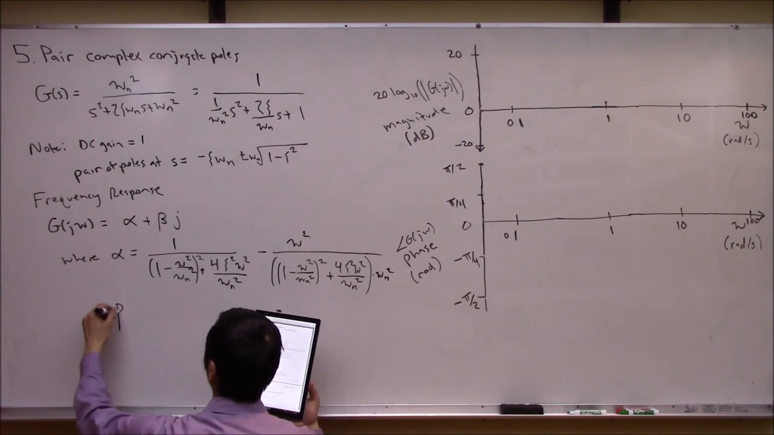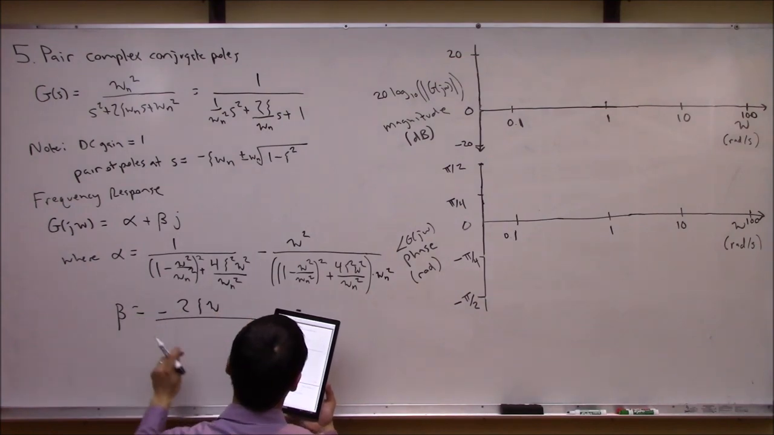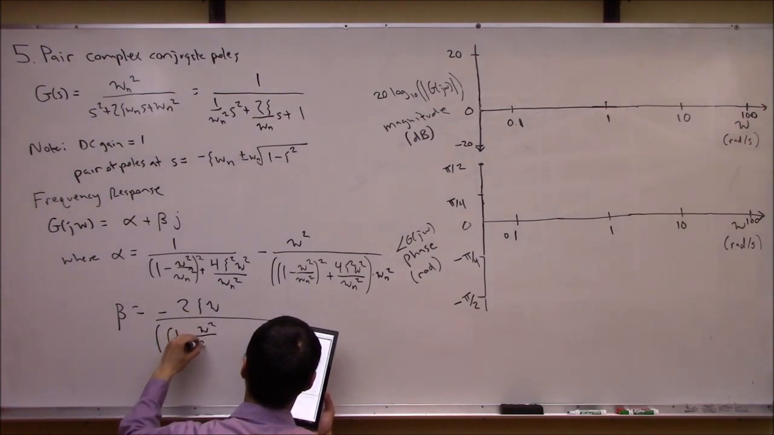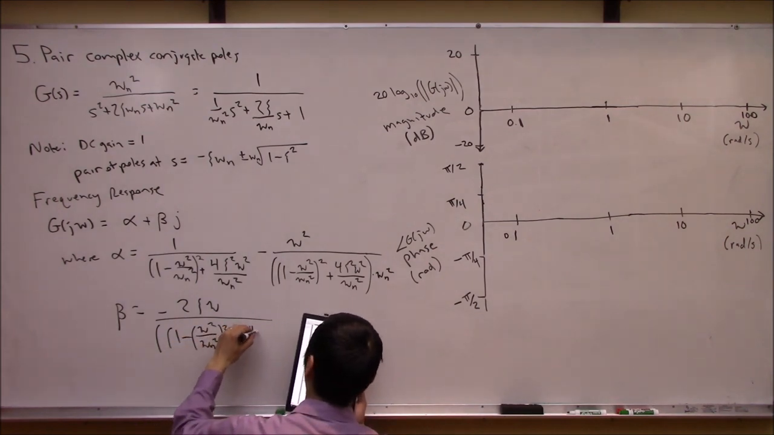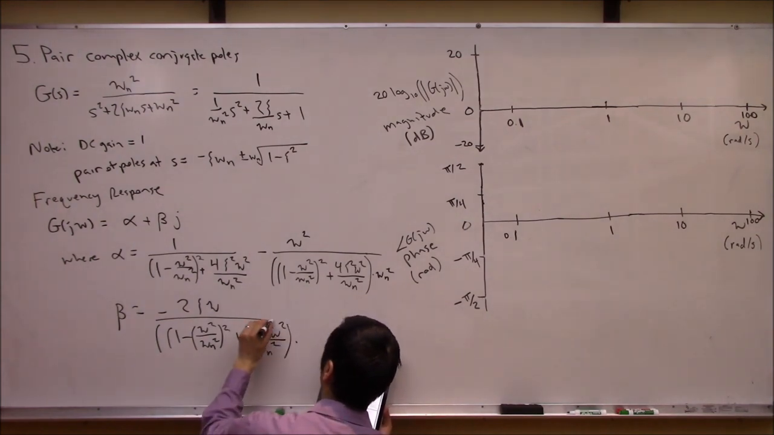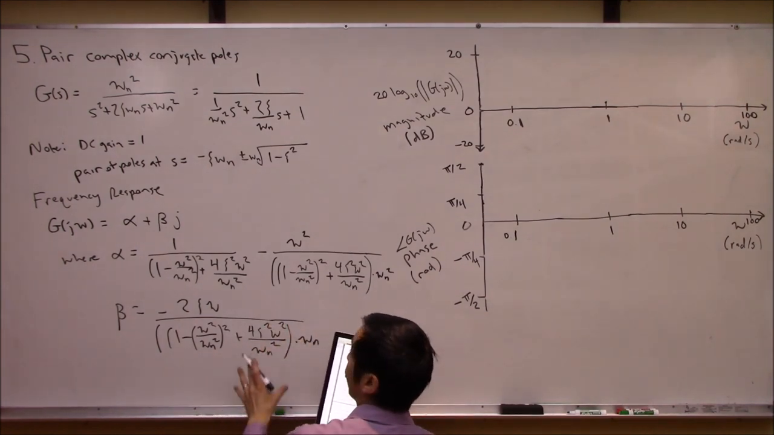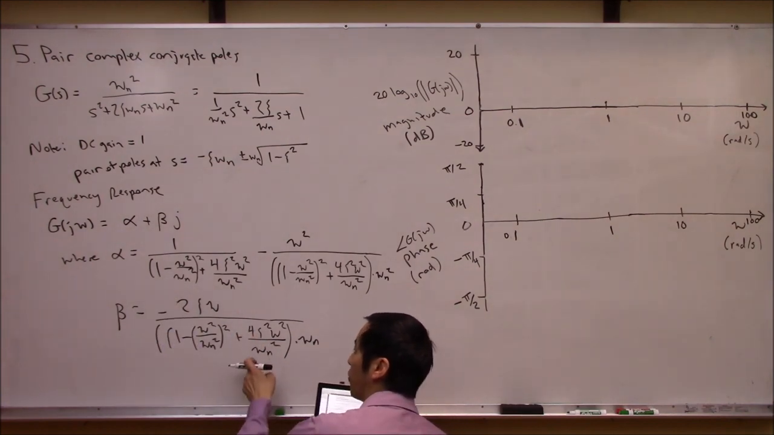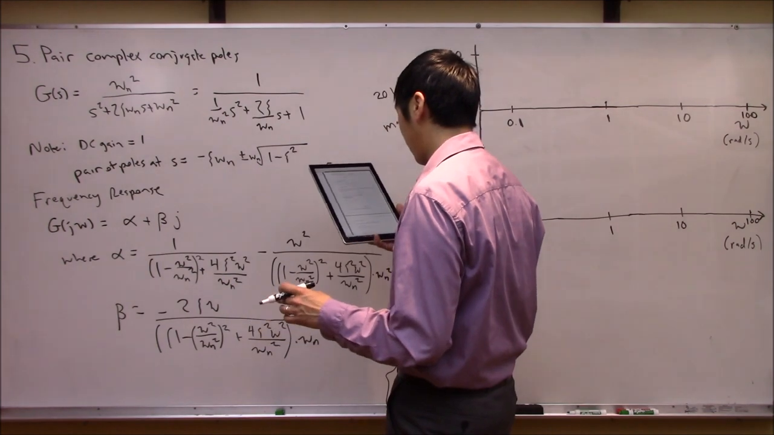All right, and then beta is negative 2 zeta omega all over 1 minus omega squared over omega n squared, this term is squared, plus 4 zeta squared all over omega n squared. Close that, and then again, the whole denominator is multiplied by omega n. So again, they look similar, but they're not. So yuck, but here we go. Here's your alpha and beta. And again, I'm going to run Mathematica in a second. We'll prove to you that I didn't just pull this out of thin air. You can derive this by doing the appropriate expansions and algebraic manipulations, okay?